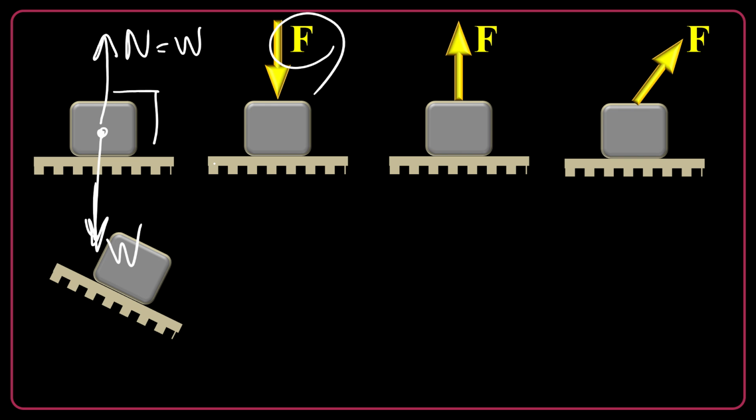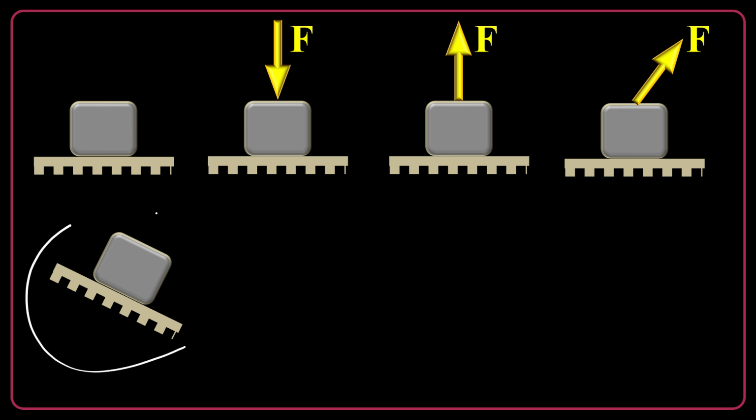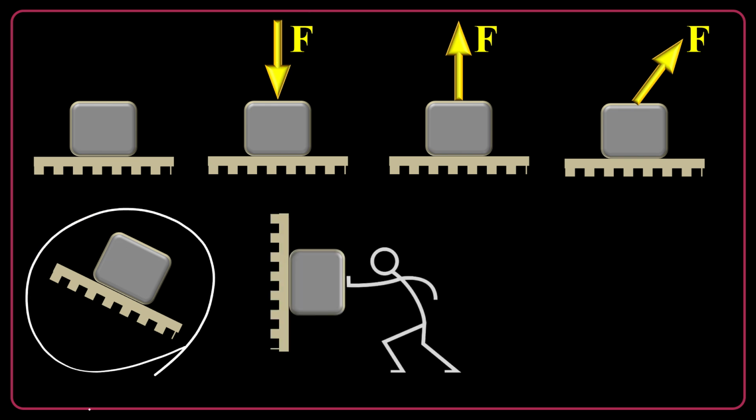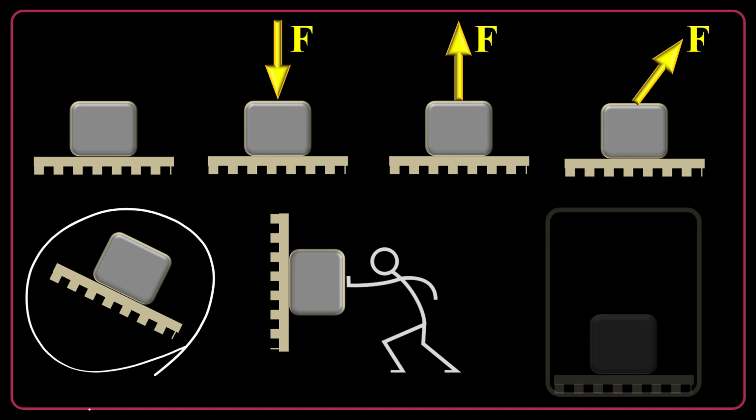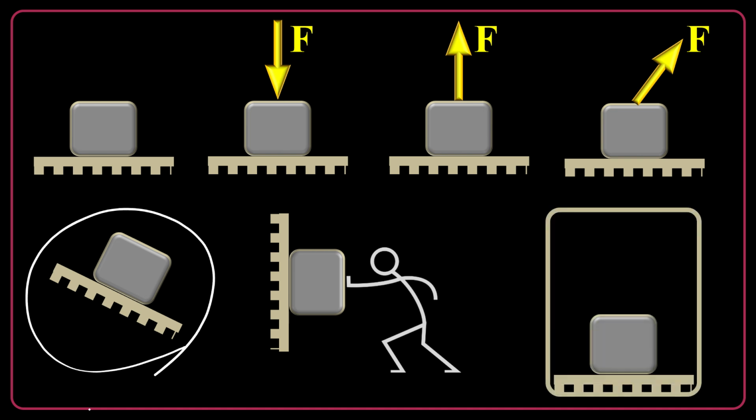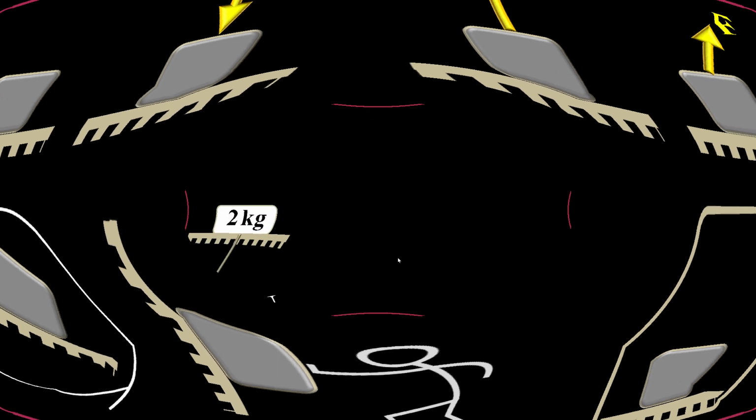There are some other cases like this when the object is on a ramp. The cases like this when you push an object horizontally and hold it on a wall. Or the cases like that when the object is in an elevator. The elevator may be accelerated upward, accelerated downward. What should I do with this case? These are all the things we will learn in this video. If you are ready, let's go.